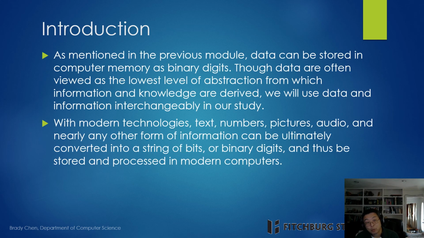As mentioned in the previous module, data can be stored in computer memory as binary digits, though data are often viewed as the lowest level of abstraction from which information and knowledge are derived. Technically, data and information are different. Data refers to raw and unprocessed materials, while information is processed data. Information typically carries some meaning.